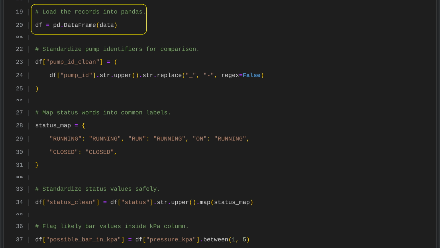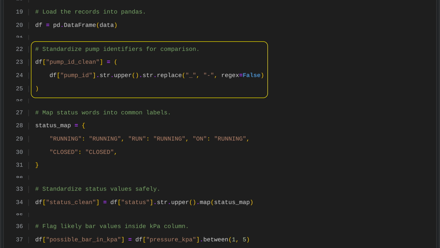First, we load the dataset into a Pandas data frame, so the raw data is organized in a structured form. This makes it easier to access, transform, standardize, and check the data for inconsistencies in later steps. Pump identifiers are standardized, so they can be compared consistently. Each ID is converted to uppercase, and underscores are replaced with hyphens. This creates one consistent format for easier analysis later.